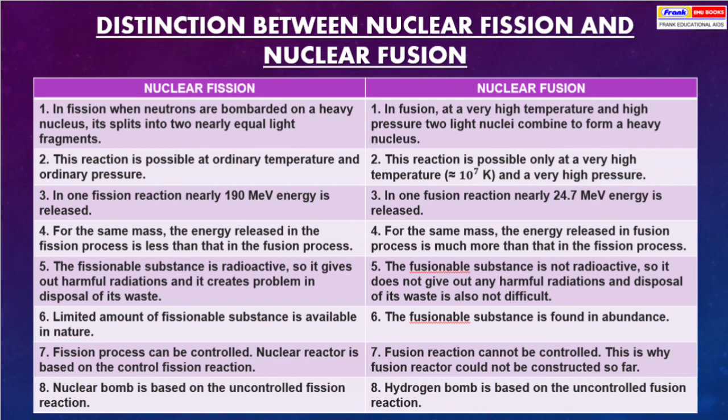The fusionable substance is not radioactive, so it does not give out any harmful radiations, and disposal of its waste is also not difficult. The fusionable substance is found in abundance. Fusion reaction cannot be controlled. This is why a fusion reactor could not be constructed so far. A hydrogen bomb is based on the uncontrolled fusion reaction.